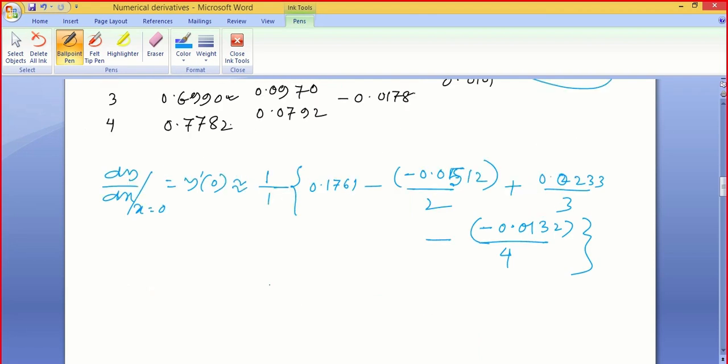at the initial point. You just calculate this expression and verify. Are you able to understand or not?